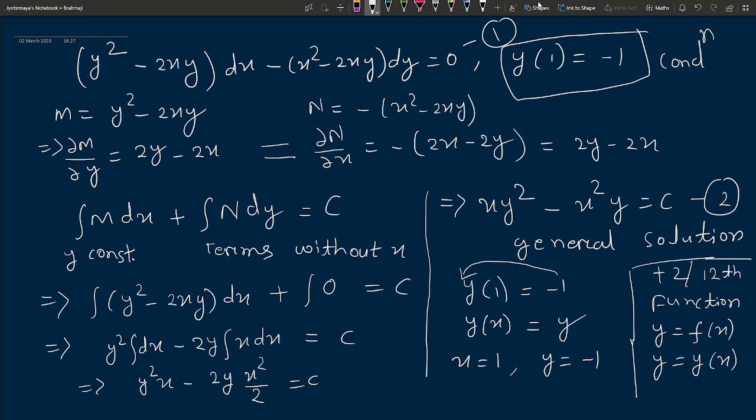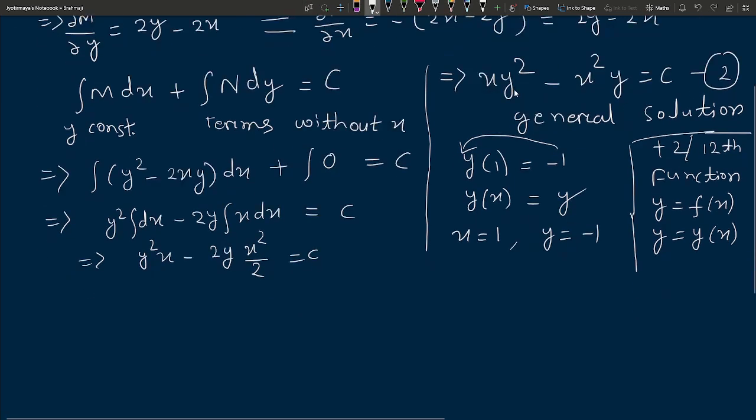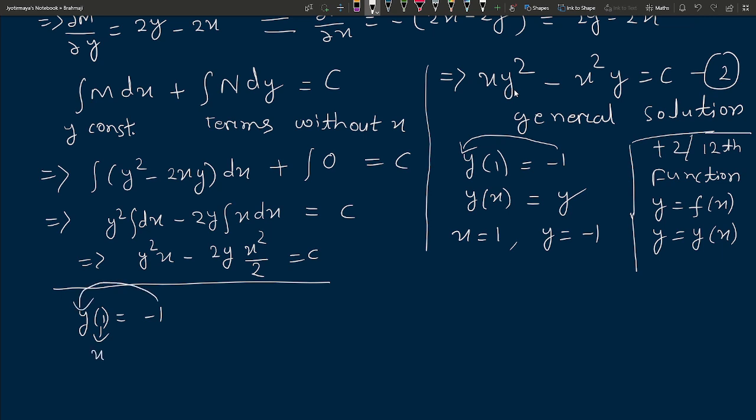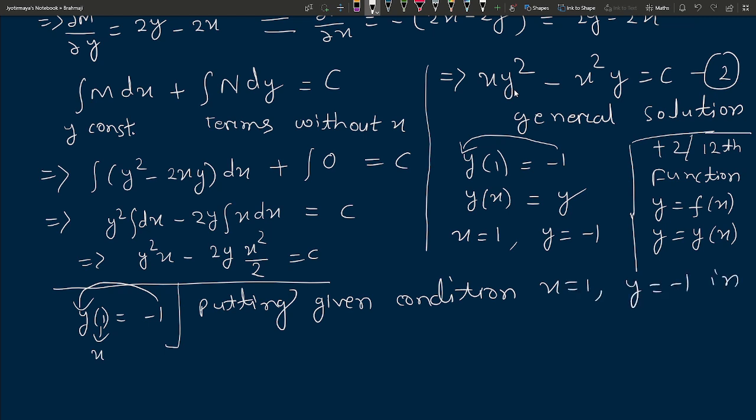So applying the given condition, I am writing again: given y of 1 equal to minus 1. Within the bracket, this is x, and this is the value of y. So putting the given condition x equal to 1 and y equal to minus 1 in the general solution 2, we have, now what is the general solution?